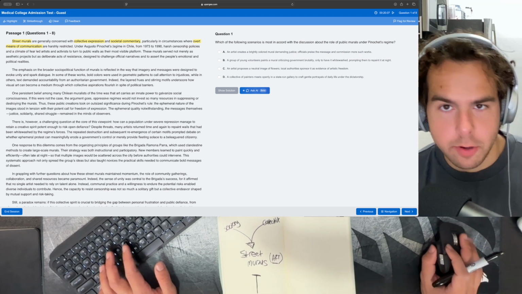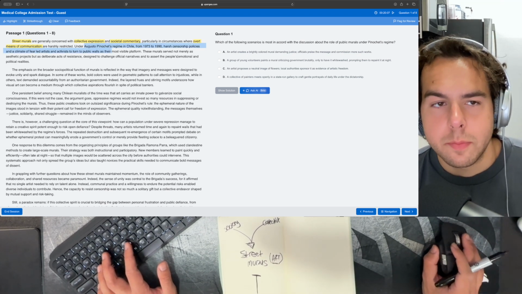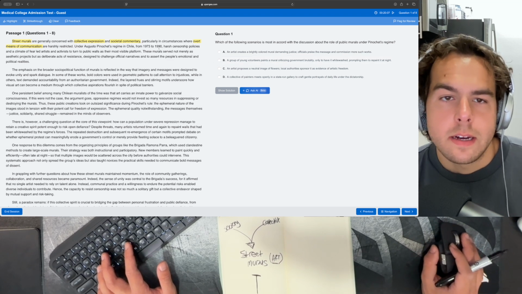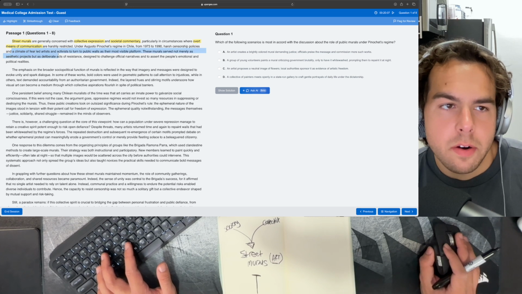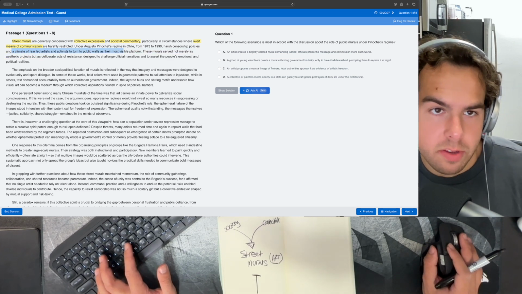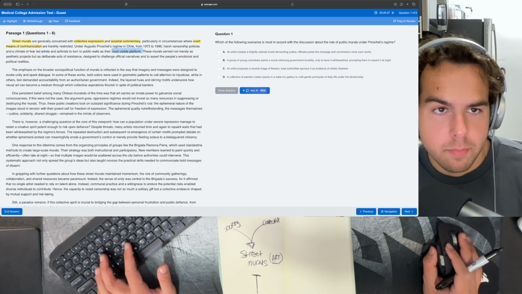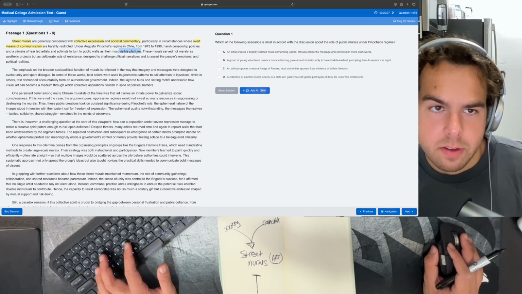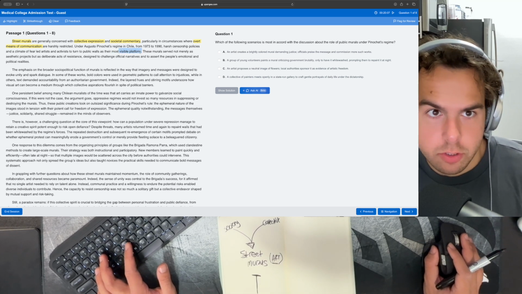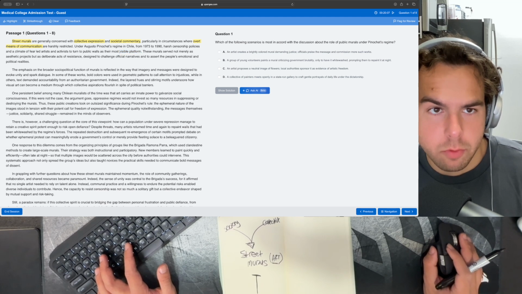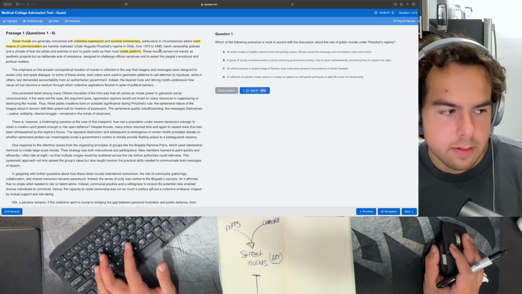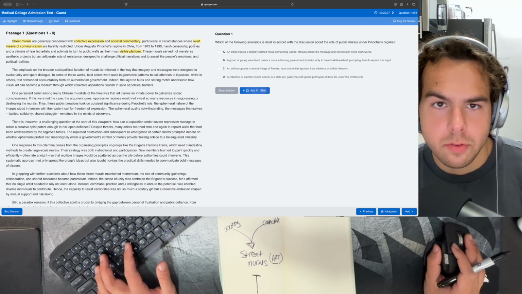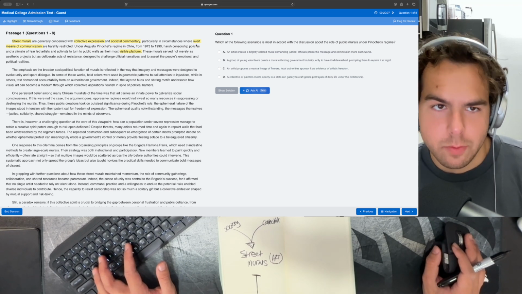Okay, let's keep going. So under this person in Chile, harsh censorship policies and a climate of fear led artists and activists to turn to public walls as their most visible platform. This is a good example of the AAMC being considerate to the fact that you might not know what certain words mean.